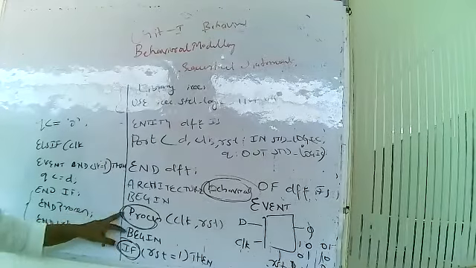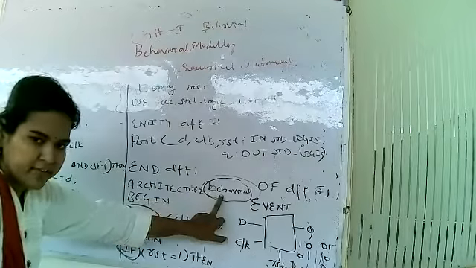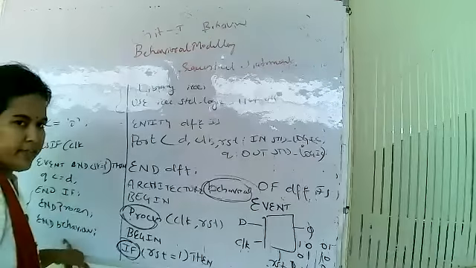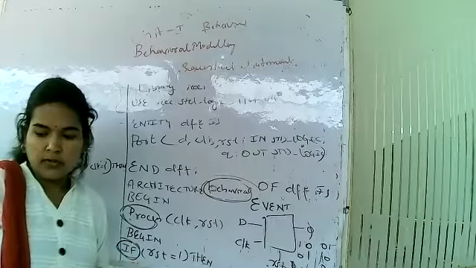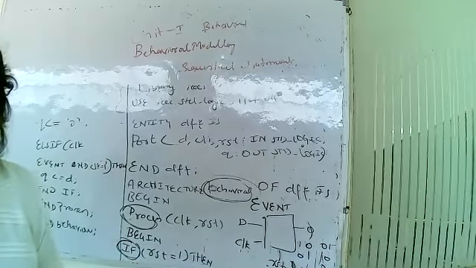Ending with the if, ending with the process, ending with the architecture. Architecture name is here, it is behavior. So I have written there behavior. Any doubt regarding this? This completes today's lecture with the process.